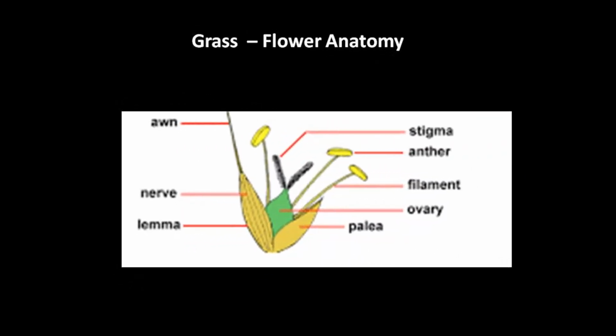The 2 most important structures in a grass floret are the lemma and the palea, which enclose the flower. In the case of grasses, the reproductive structures don't have a major role in identification. Just a quick aside on awns. Awns may develop from the top or the base of the lemma, or they may develop from the glume itself.